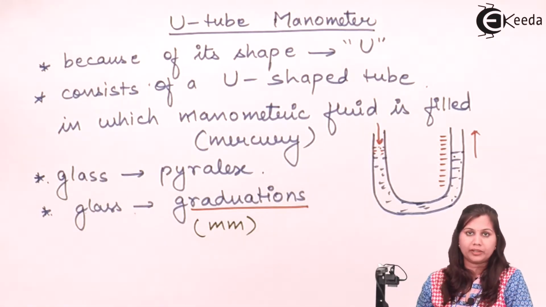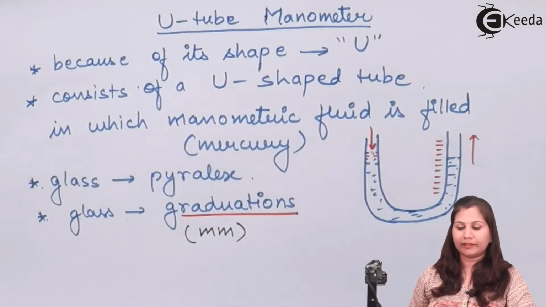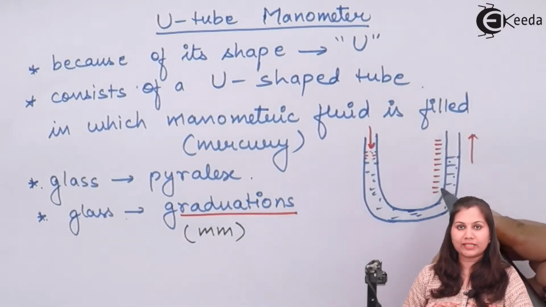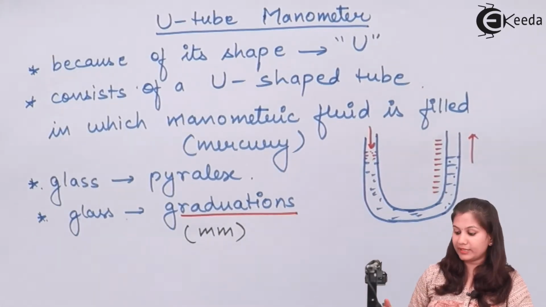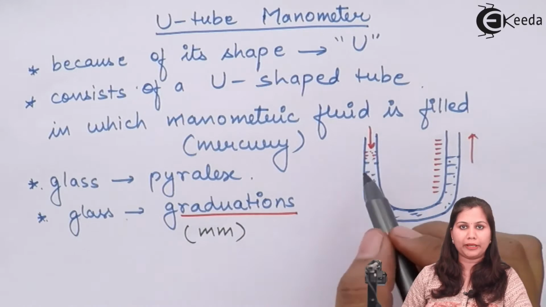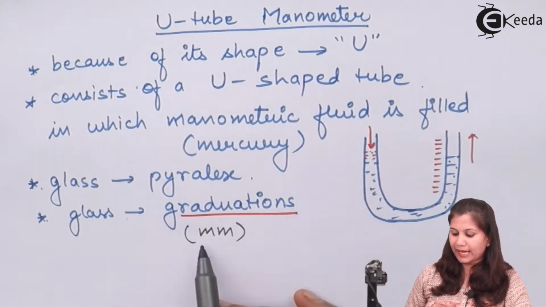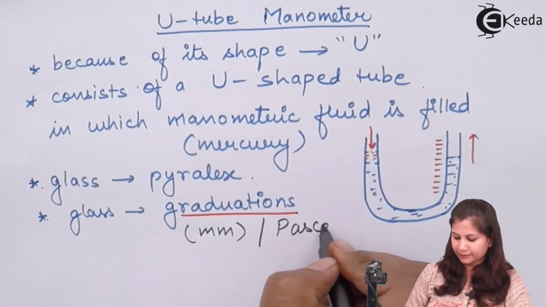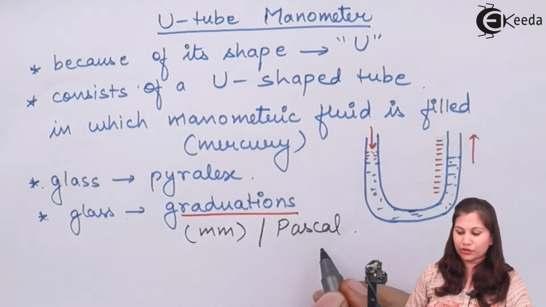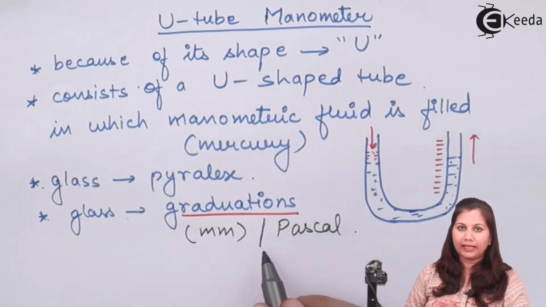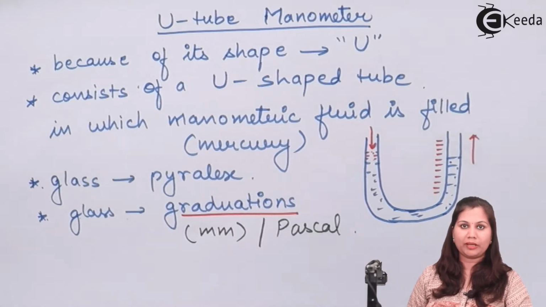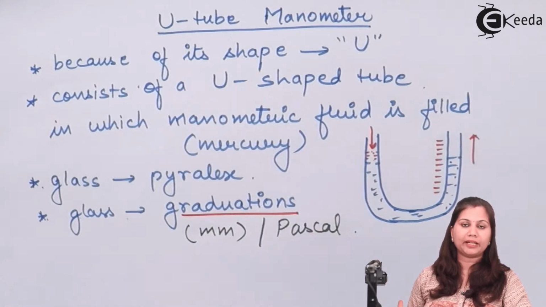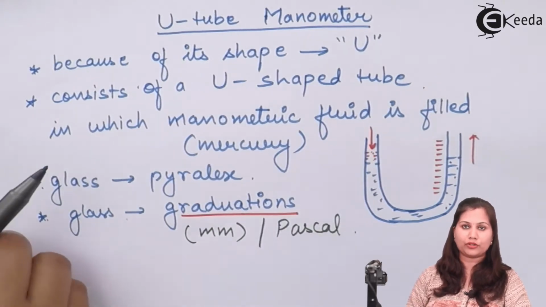Let's study its working. This glass tube has graduations over it, it has divisions, so we can directly read the difference in height that occurred due to the pressure applied. Now these graduations can be in terms of millimeters or in terms of pascals. Pascal is the unit of pressure and mm is the unit of height. So height can also be measured and the pressure difference can also be measured. Accordingly we can calibrate our scale to get the readings for the pressure or the height.